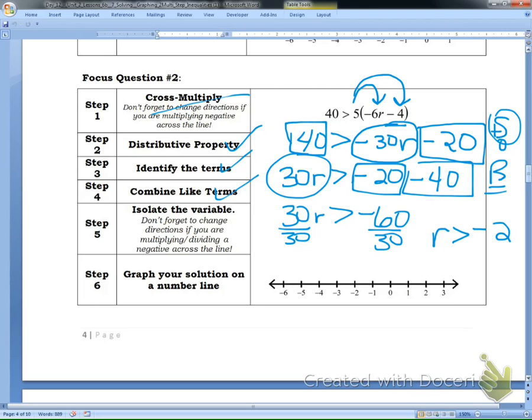I'm ready to graph my inequality. My endpoint is negative 2. It's left open, and because my variable is on the left, that means that my inequality symbol is pointing in the direction that I need to graph it. So there's your answer.